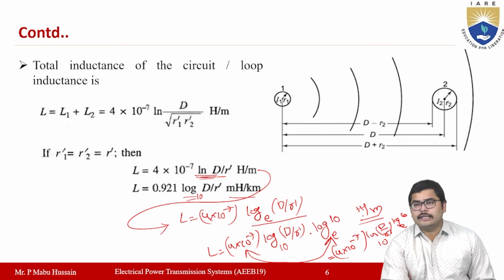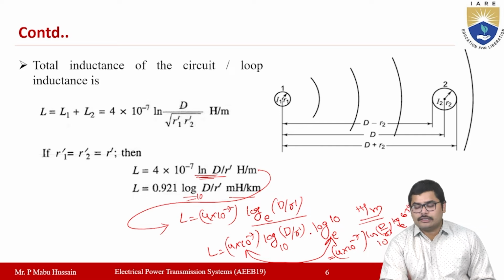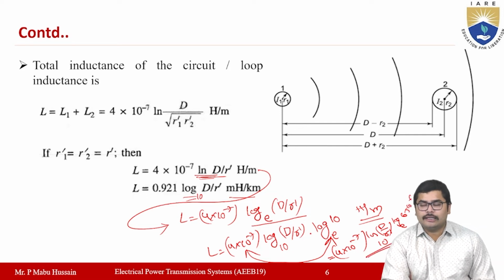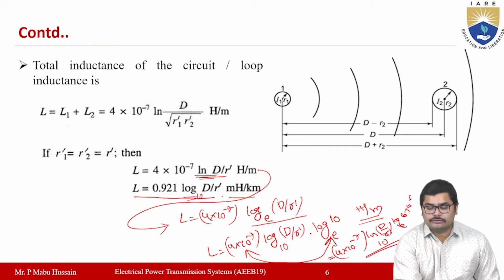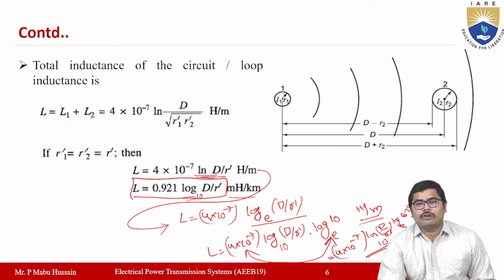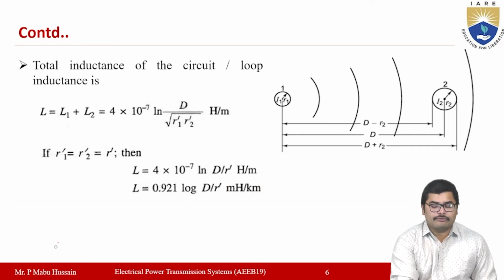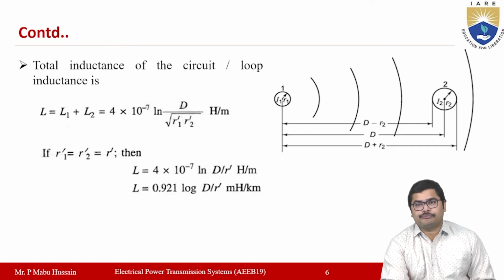When you convert henries per meter into millihenries per kilometer, you have to multiply this total with 10 power 6. In such a case, the final value if you calculate, you will get this equation: L is equal to 0.921 log d by r dash to the base 10 millihenries per kilometer. So this is how you can determine the inductance of a single phase transmission line system.